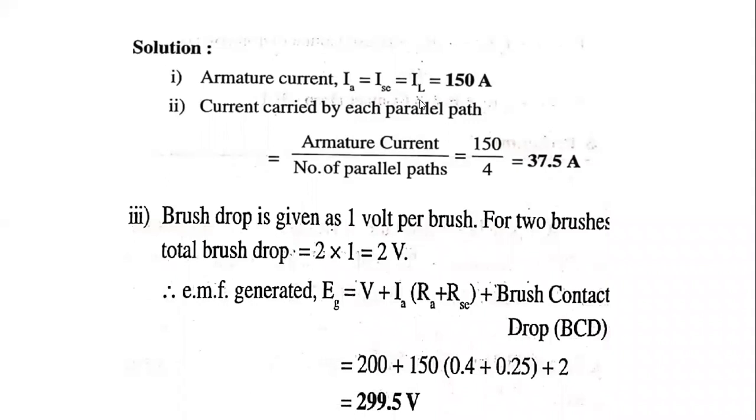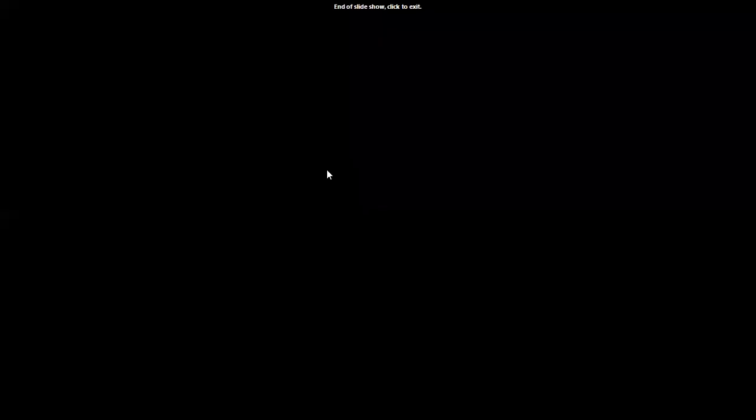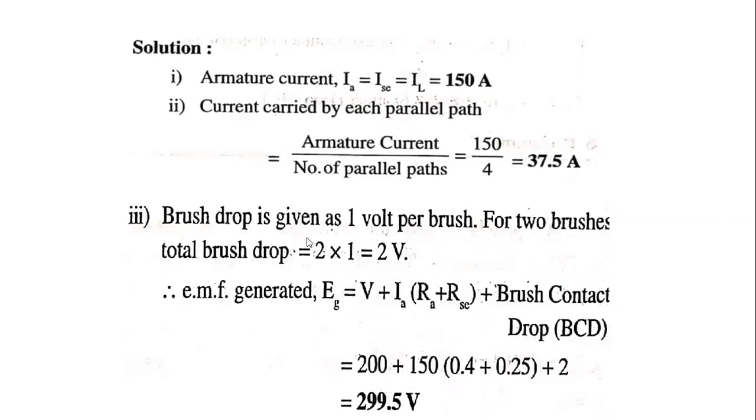This is the problem related to the series generator. We should remember the formulas for the series generator: what are the voltage and current equations? Likewise the shunt generator voltage and current equations, and the compound generator voltage and current equations. So we remember those formulas, and then we can easily solve the problems related to the types of DC generator. Understood?